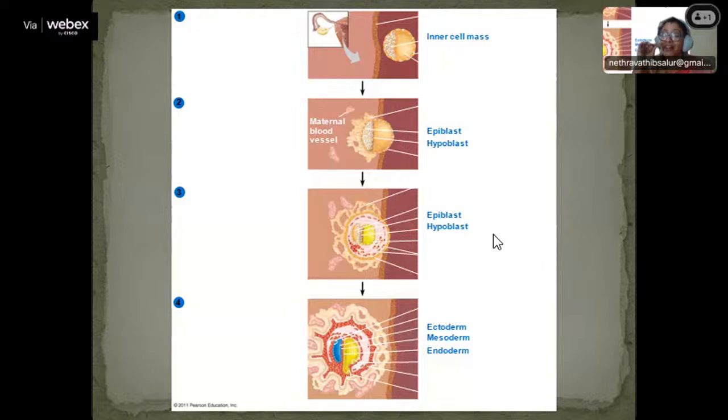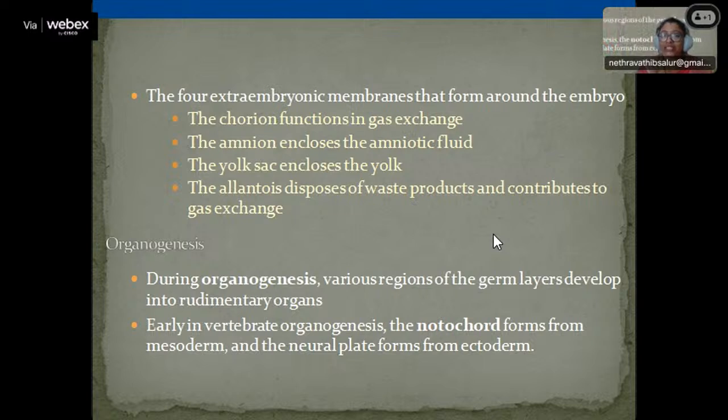Now, the attachment of the embryo to the wall of the endometrium is called implantation. So this is a very important definition. I repeat once again, the attachment of the zygote or the blastocyst to the wall of the endometrium is called implantation. Now, after implantation, what is the next step?